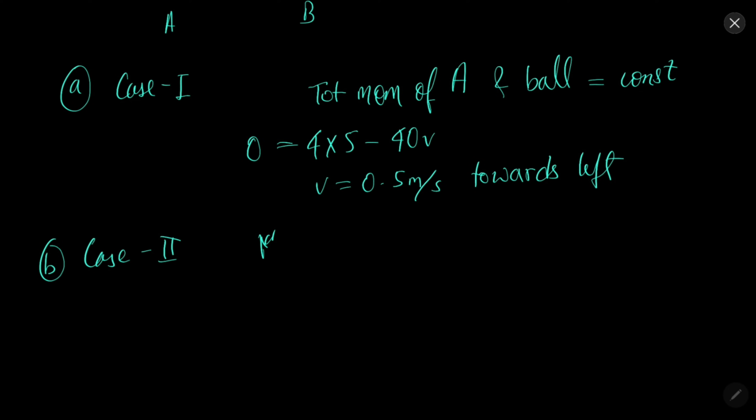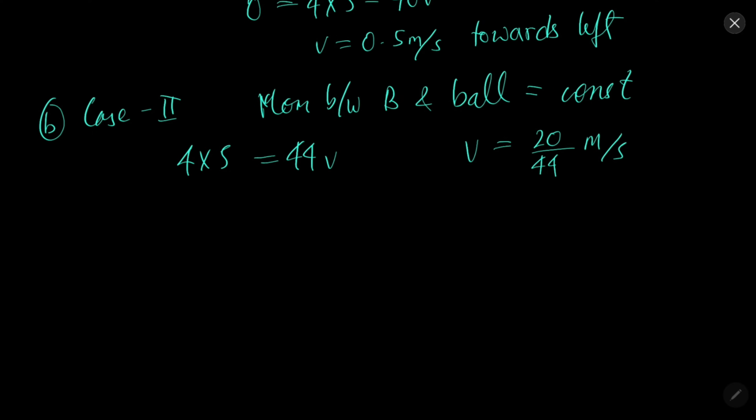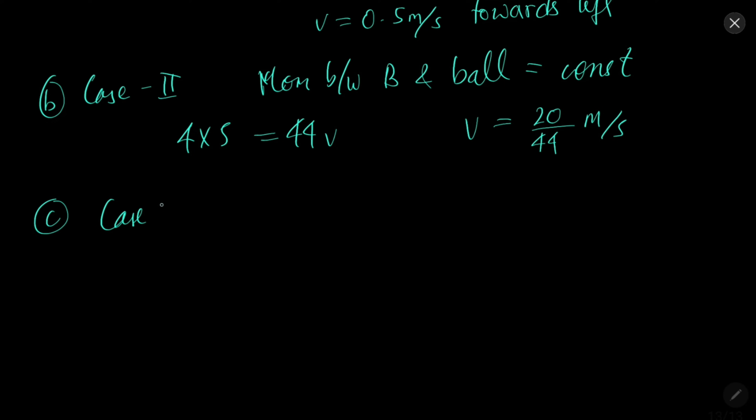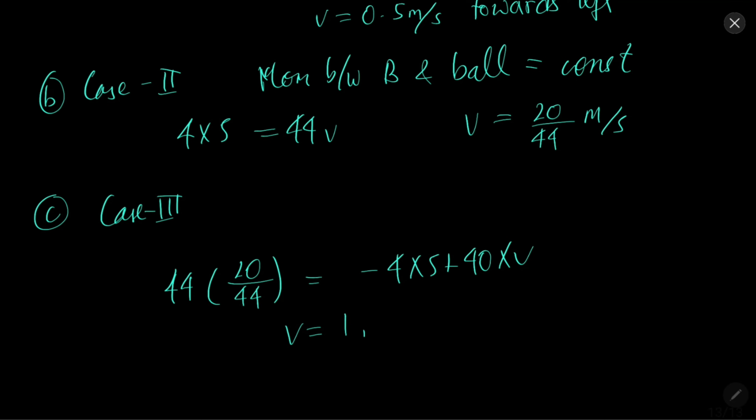When B catches the ball, momentum between B and the ball will remain constant. In that scenario, 4 into 5 equals 44 V, which will give us 20 over 44 meters per second. Then third case, when B throws the ball, applying the law of conservation of linear momentum, 44 into the velocity 20 by 44 equals minus 4 into 5 plus 40 into V. So from this V will be 1 meter per second towards right.